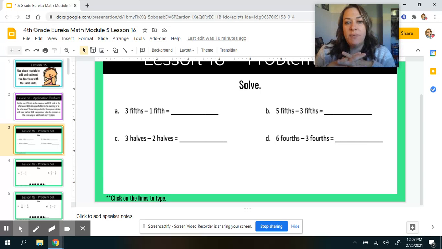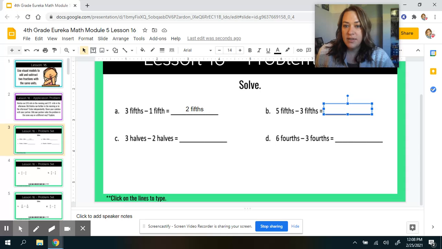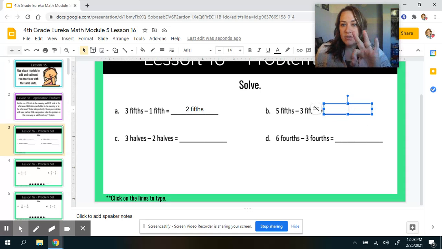For example, if I had 3/5 minus 1/5, my fifth is going to stay the same, and I'm subtracting 3 minus 1. So it's just that basic subtraction. What is 3 minus 1? 3 minus 1 is 2. So it's going to be 2/5. We could write that with 2 as our numerator and 5 as our denominator, 2/5. Pretty basic. This one's kind of an easier lesson. Same thing with 5/5 minus 3/5. My fifths stay the same, so we do 5 minus 3, which is 2/5.